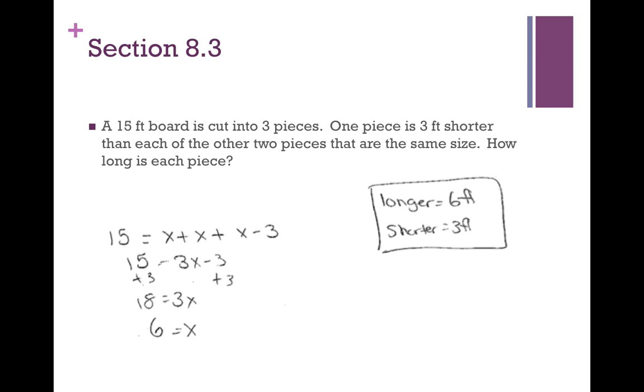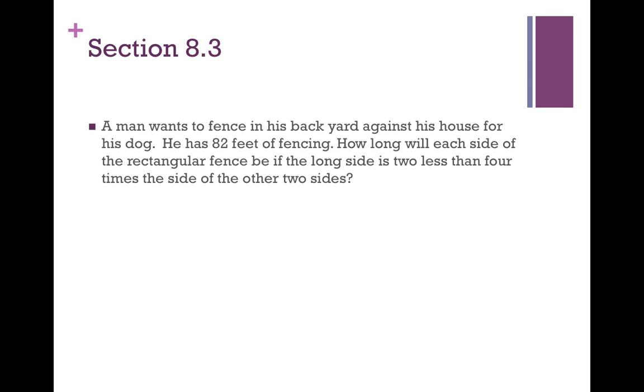Let's do one more equation that we have to solve for. In this one, we're fencing in the backyard to keep our dog in. We're going to fence it in against our house, which means we only need 3 sides. We have 82 feet of fencing. We want to know how long each side is going to be if the long side is 2 less than 4 times the side of the other 2 sides, which is a whole bunch of information, so I drew a picture. You by no means have to draw a picture, but it helped me get organized.